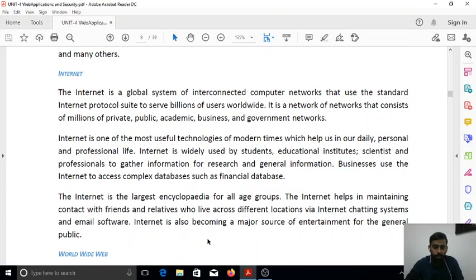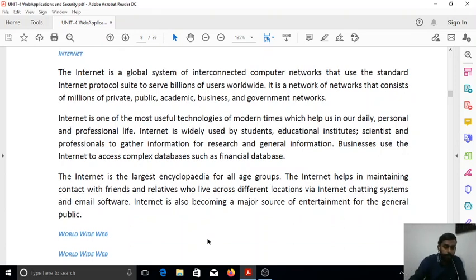Yes, there are so many other platforms like Teams and other kinds of tools. So the internet is becoming a major source of entertainment for the general public. So that's what the internet is. It's a global system of interconnected computer networks that use standard protocols, and we can consider it as a network of networks, used by all walks of life.